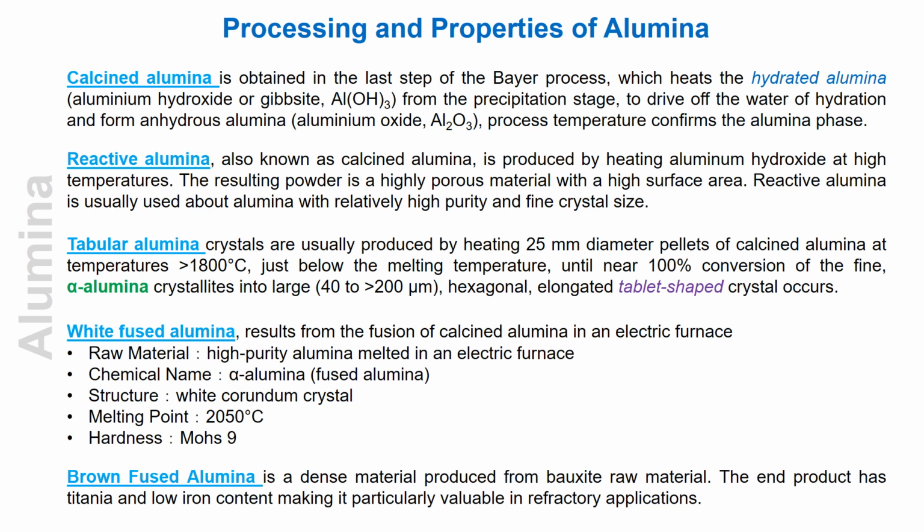In brief, the processing and properties of the 5 most useful pure aluminas have been highlighted here. All can be obtained during or after Bayer's process. Calcined alumina is obtained in the last step of the Bayer's process, which heats the hydrated alumina from the precipitation stage to drive off water and form anhydrous alumina, and process temperature confirms the alumina phase. It may be theta, it may be alpha, depending on your desired phase.